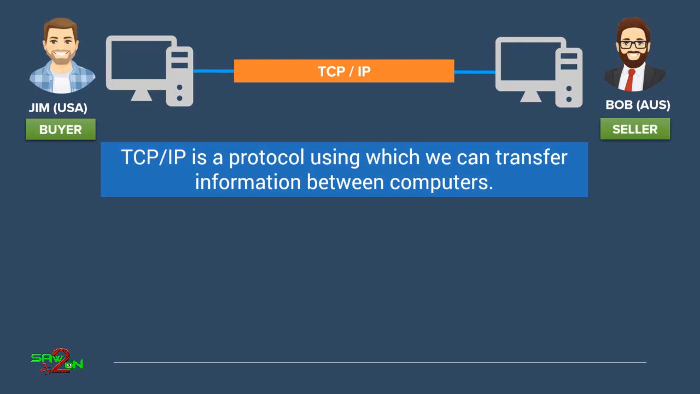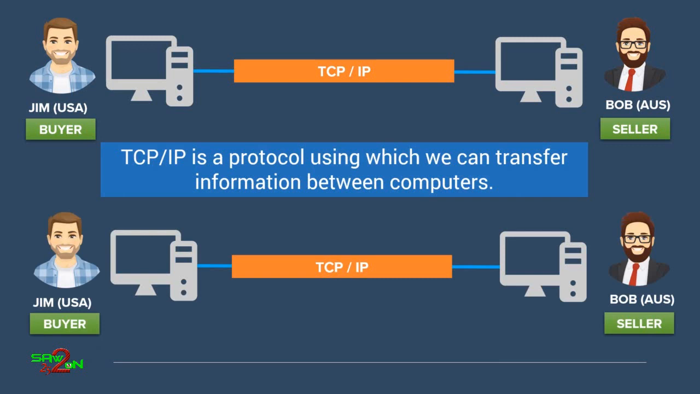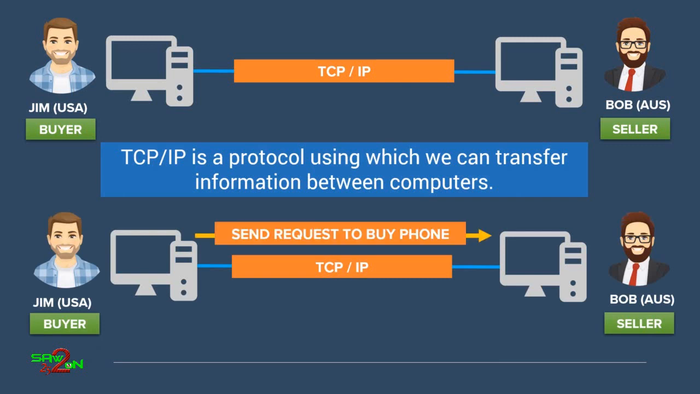When Jim's computer wants to talk to Bob's computer, they use something called the TCP/IP protocol. Now how does this communication typically happen? The first thing that happens is Jim sends a request. That's where the data transfer of TCP/IP happens. Someone has to initiate the request. So Jim's PC sends a request to Bob's PC saying, hey, I want to buy an iPhone.